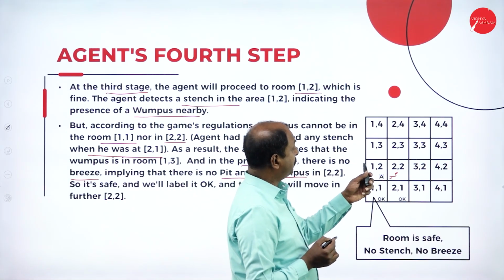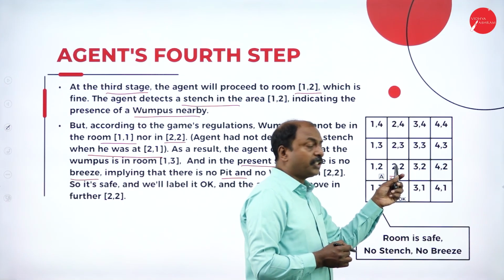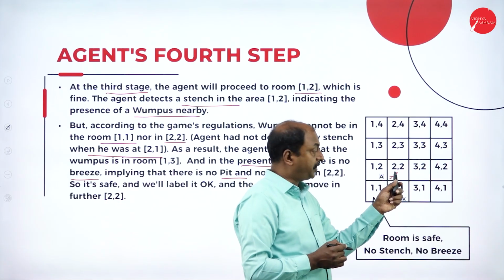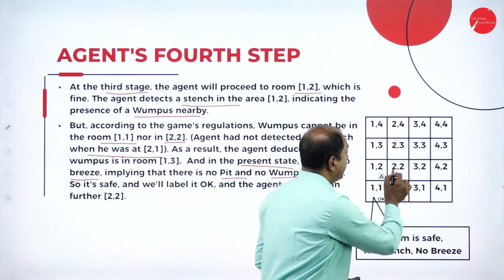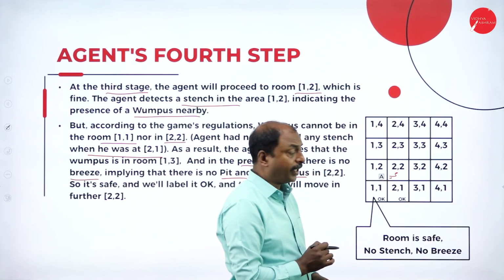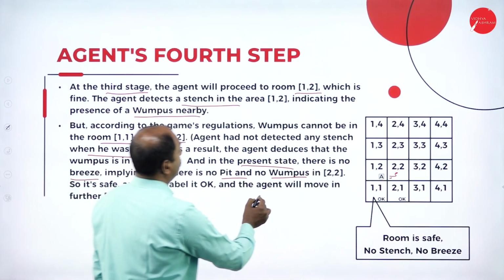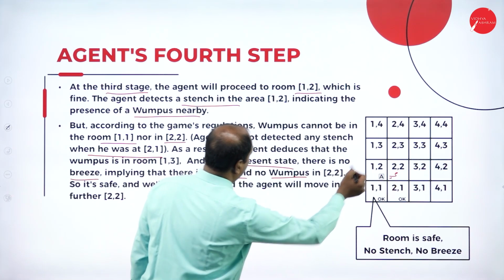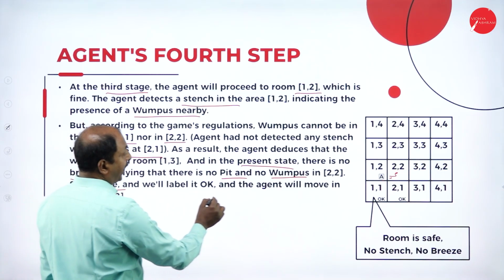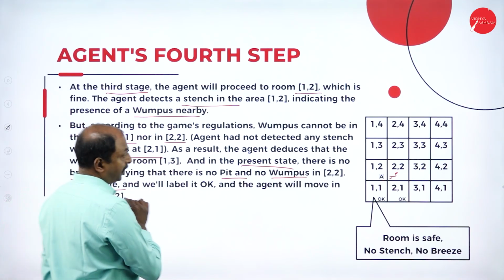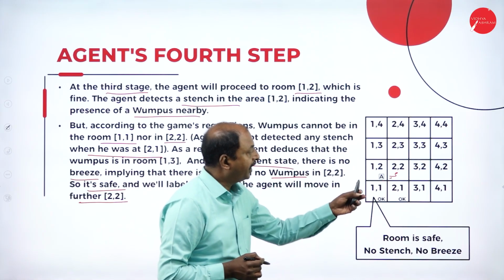So, there is a stench here. When he was at this other position, he could not sense any stench, so there is no question of a wumpus at this location. Even as per the condition of the problem, there won't be any wumpus at 2, 2 and even 1, 1. Based on this logic, he assumes that there is no wumpus in 2, 2 and there is no pit. So, it is safe for the agent to move further to the cell 2, 2. This is the next movement of the agent.